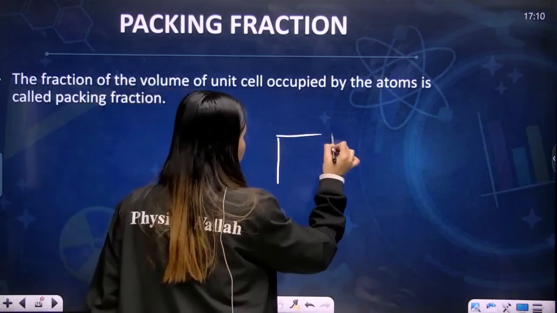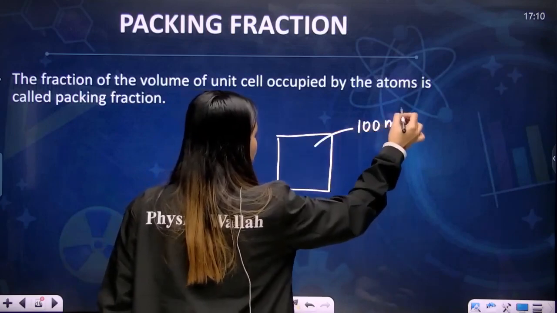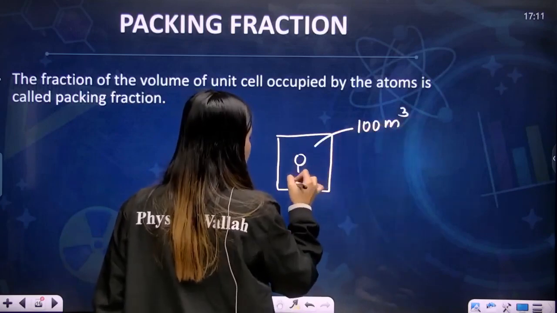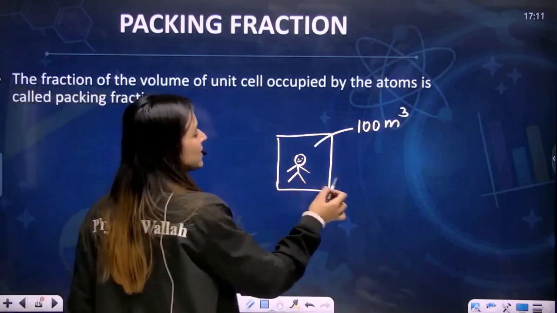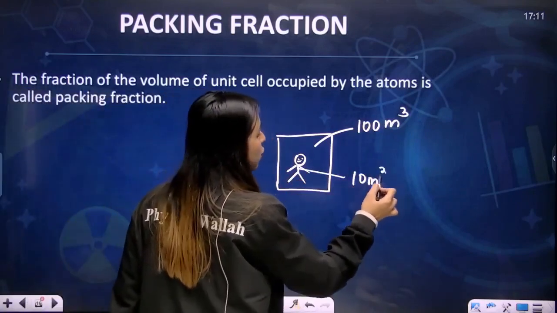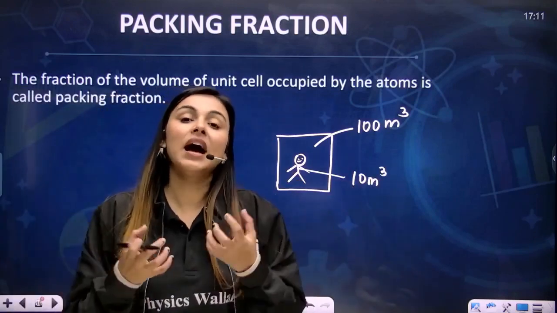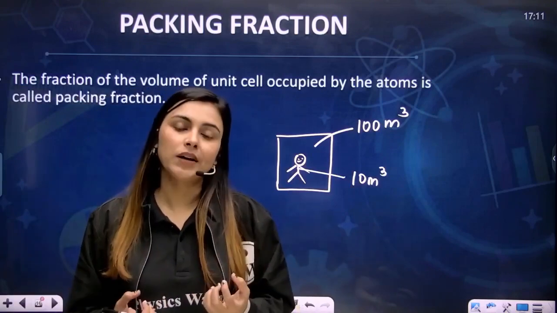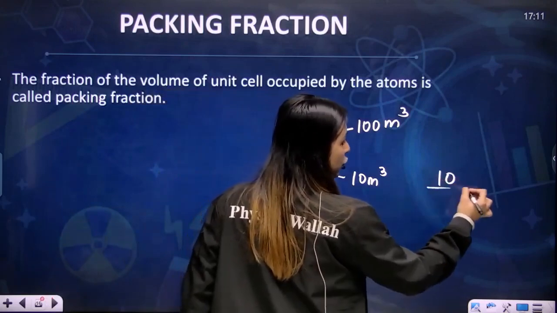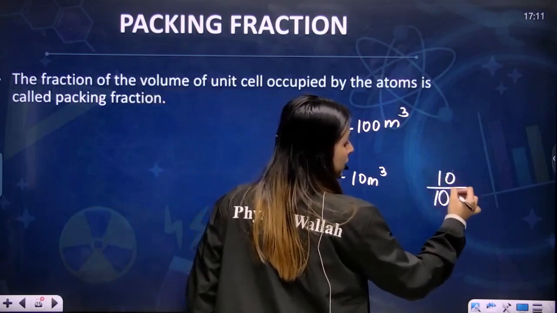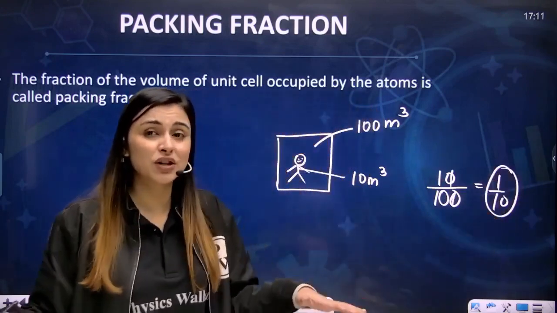Let's say this room's volume is 100 meter cube. And this is me, and my volume is, let's say, 10 meter cube. So how much amount of this room have I occupied? I have occupied 10, that is my volume, upon the total volume, which is 100. So 1/10 of the volume I have occupied. So this is the packing fraction of this room.